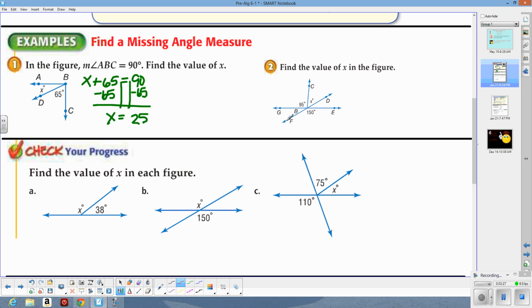I think what we want to look at is if we look at this line and this line, we end up forming two angles that are vertical. This one right here and this one right here. These two angles are congruent, or the same size. So since this one is broken up into two different parts, these two added together should total 150. So X plus 95 equals 150.